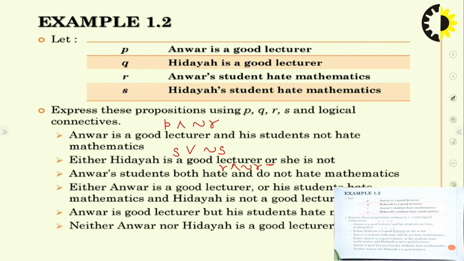Now, the next one is: either Anwar is a good lecturer or his students hate mathematics. So first we'll talk about the first part. Anwar is a good lecturer. So that is given by P.